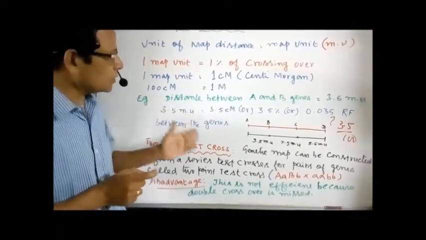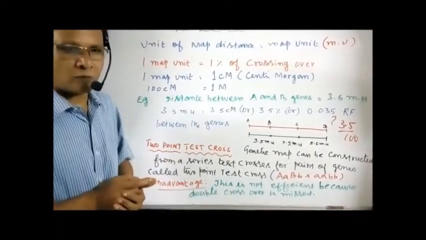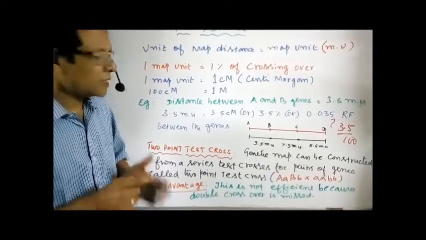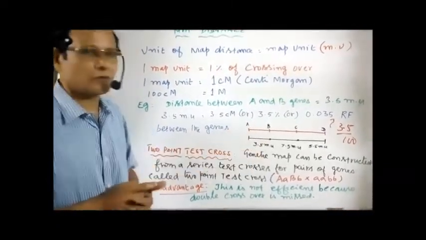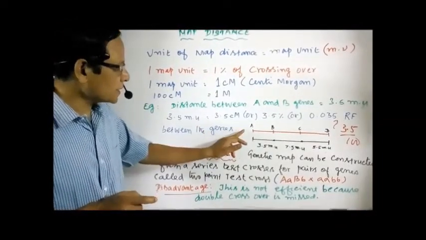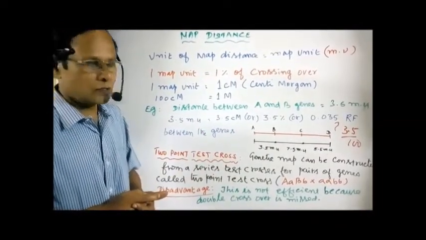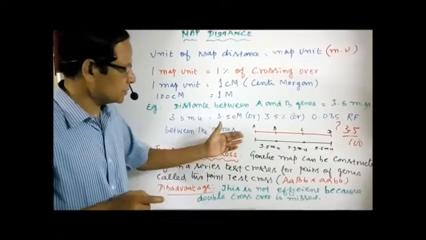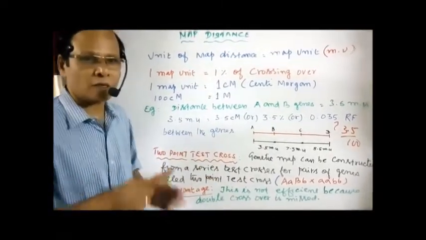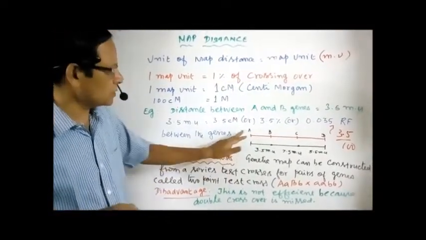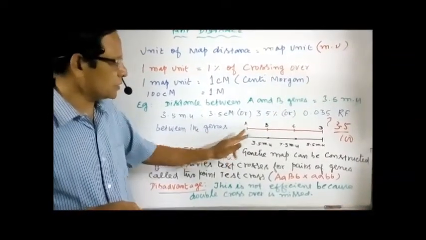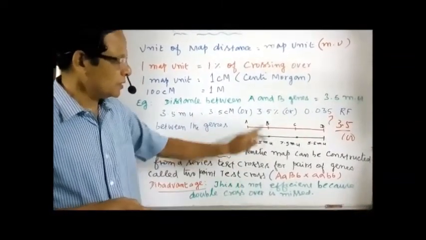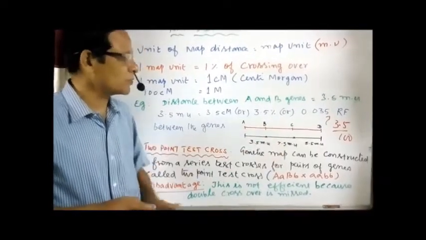From this you see that in a genetic map one can find out the order of arrangement of genes as well as the distance between the genes. So between A and B we have 3.5. This is a diagrammatic representation showing the distance between the genes as well as the order of arrangement of genes. Here the order of arrangement of genes is A, B, C, D. The distance between A and B is equal to 3.5. The distance between B and C is equal to 7.5.